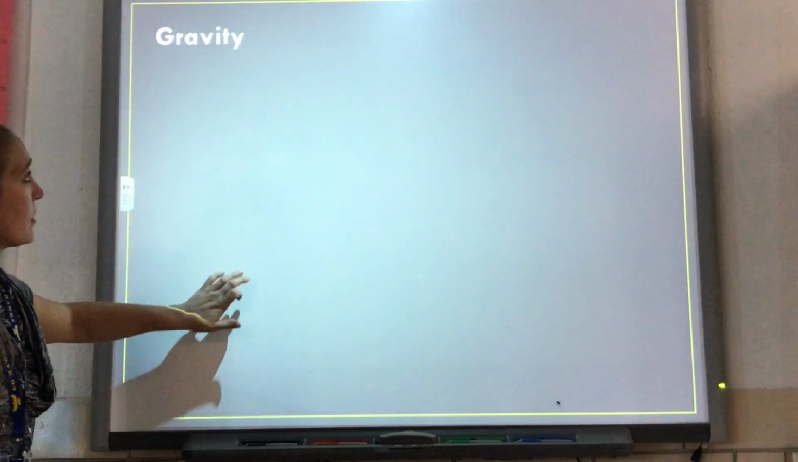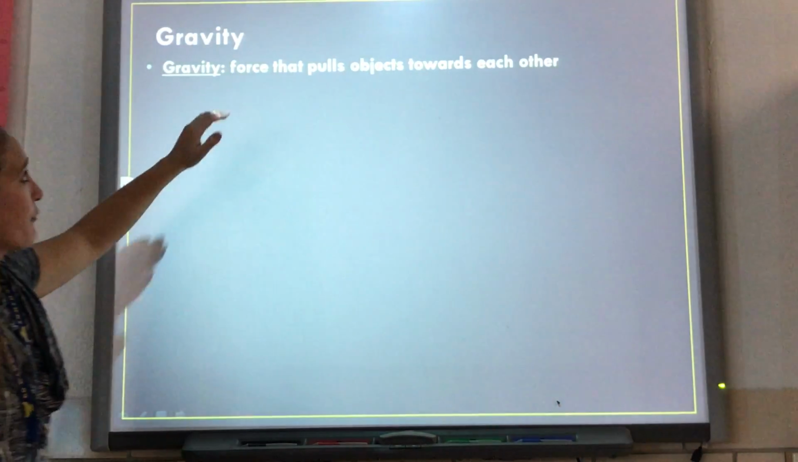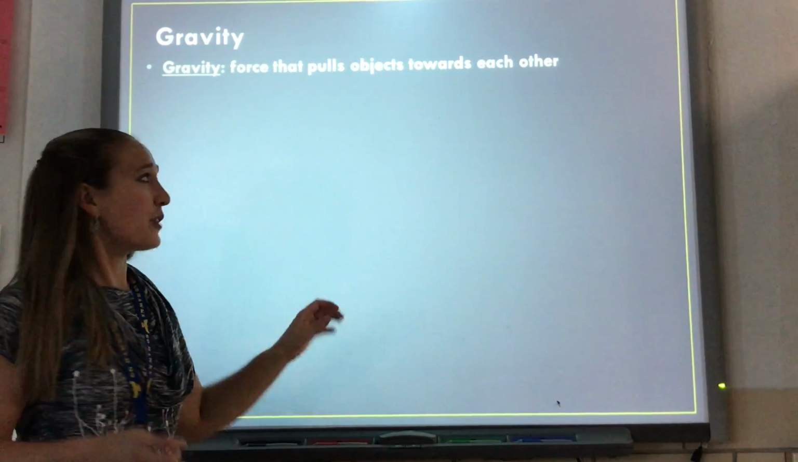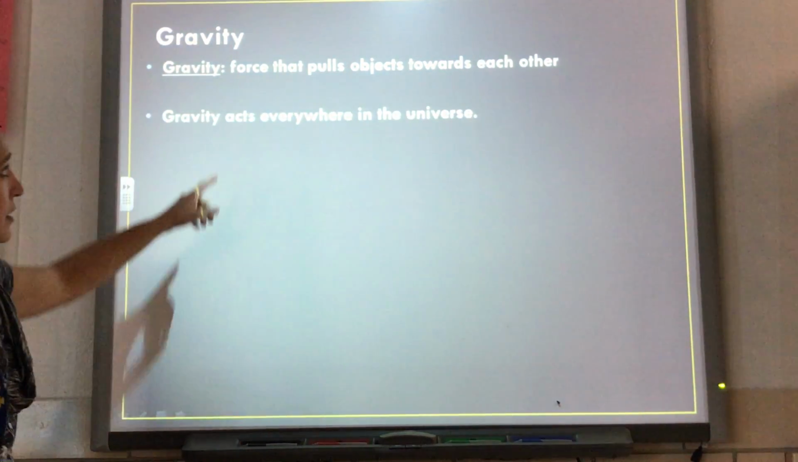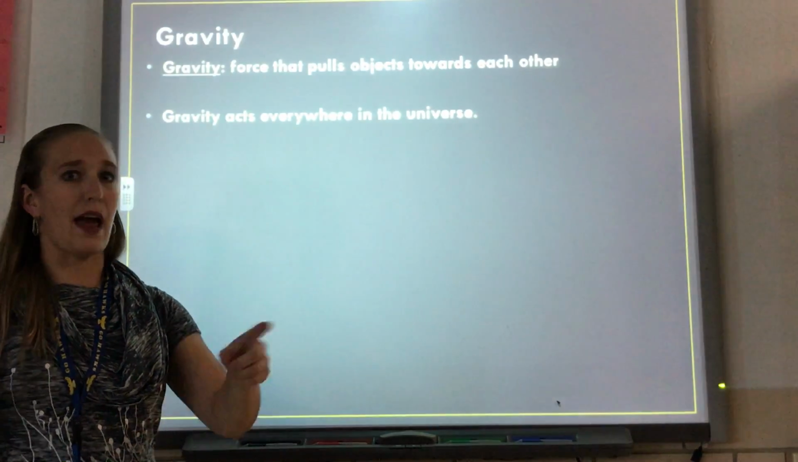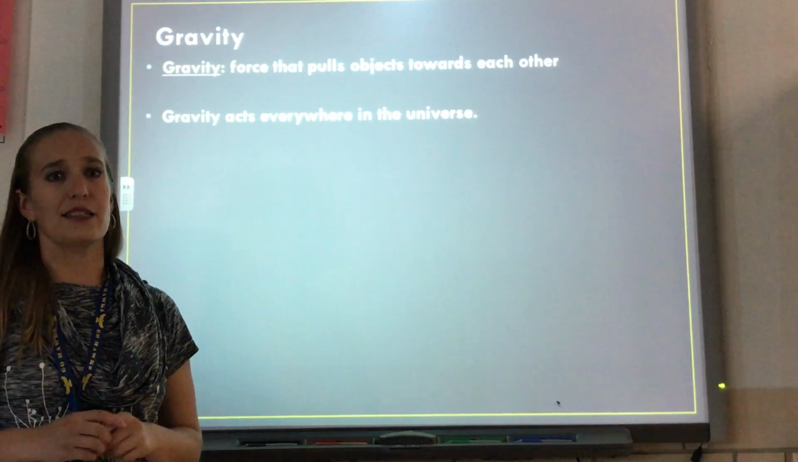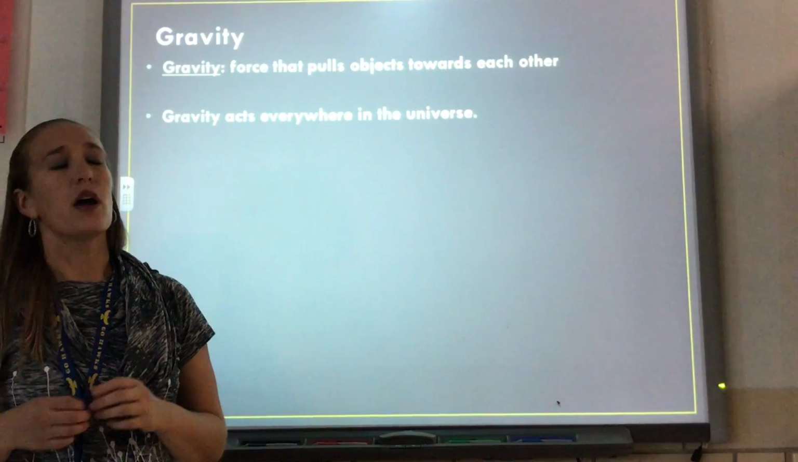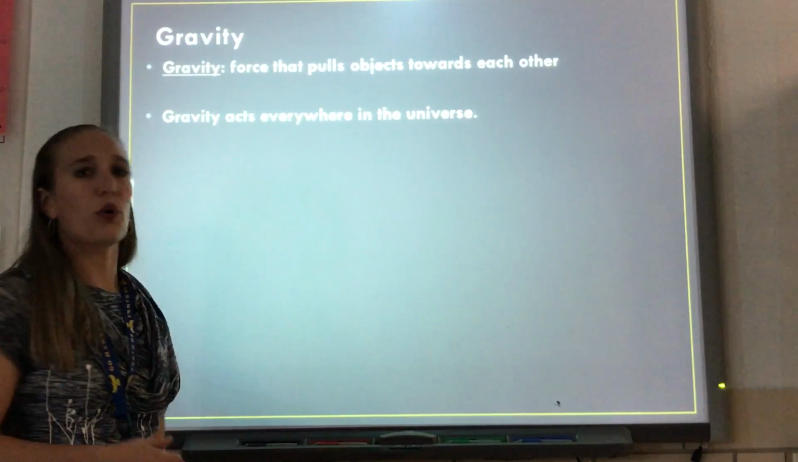Next is gravity. This is a force that pulls objects towards each other. In fact, gravity is acting on all of us. It's acting everywhere in the universe. It's actually attracting you to every other person in the room. It's attracting you to the chair you're sitting on, if you're sitting on a chair right now. It's attracting me to the floor.